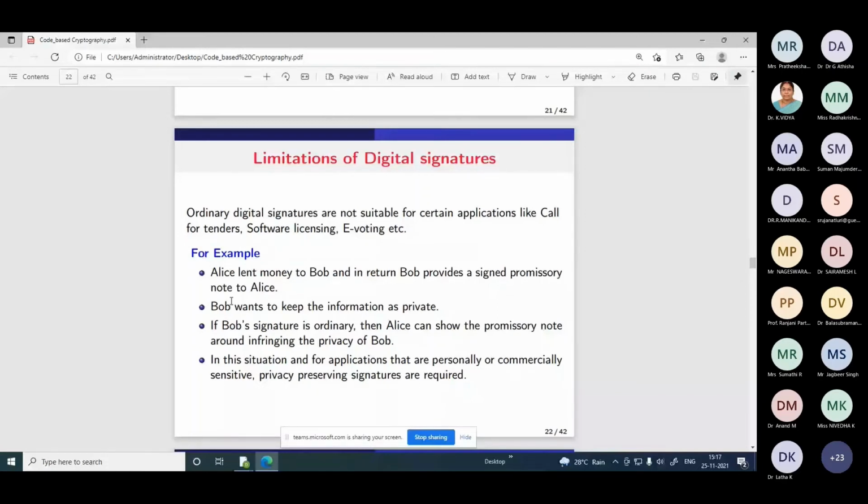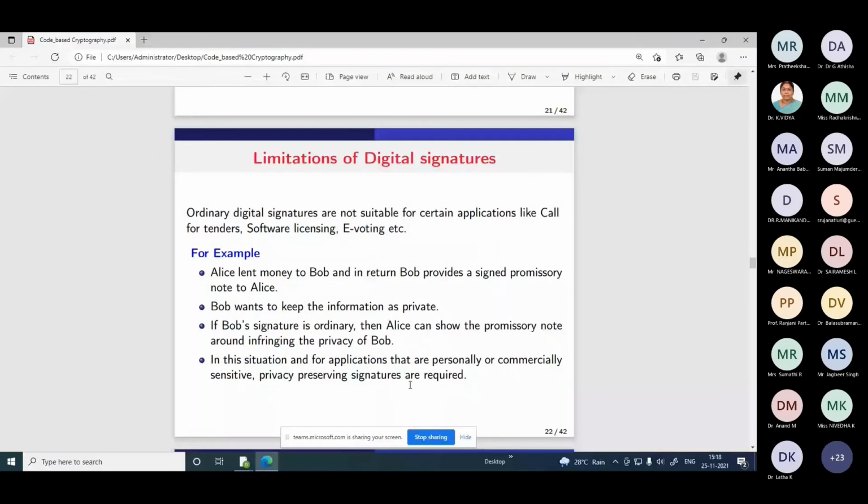For example, we can see a scenario where this signature is not suitable. Suppose Alice lent money to Bob, and in return, Bob provides a signed promissory note to Alice. Bob wants to keep the information private, right? So he has signed a promissory note that he has borrowed the money from Alice. He doesn't want to reveal that information to anyone. But if Bob's signature is ordinary, then Alice can show the promissory note to anyone, infringing the privacy of Bob. So in certain scenarios where it is personally or commercially sensitive, ordinary signatures are not suitable. So we need privacy preserving signatures.